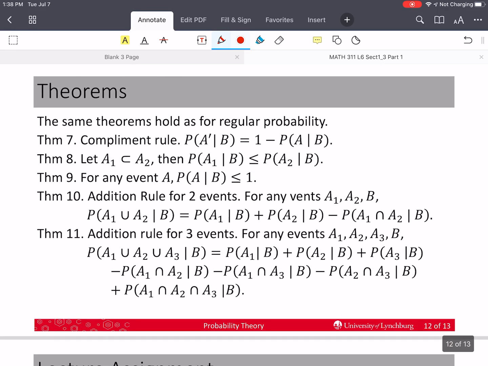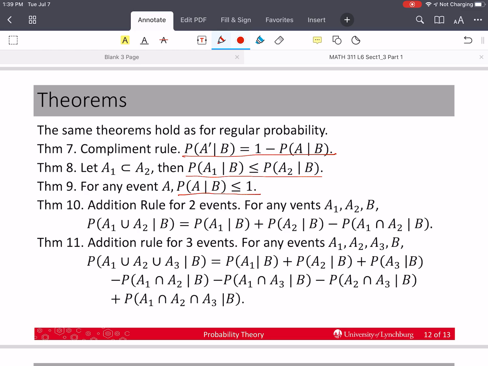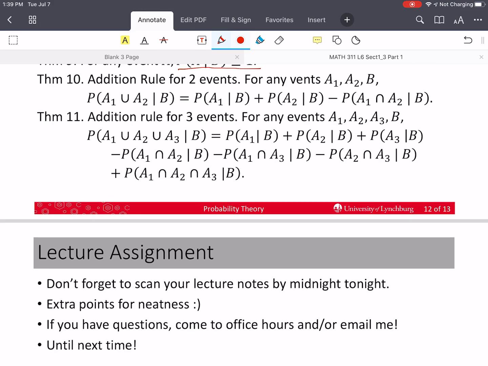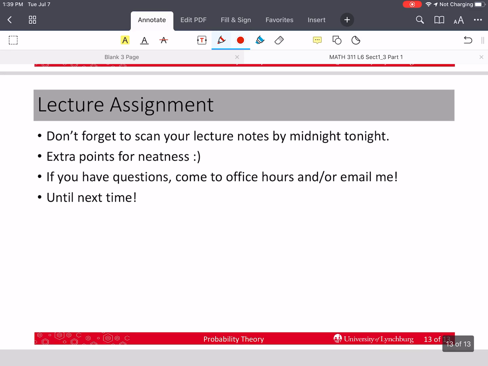Since a conditional probability is a probability, the same theorems hold as they do for regular probability. We have the complement rule. We have that if A1 is a subset of A2, then the probability of A1 given B is less than or equal to the probability of A2 given B. And all probabilities are less than or equal to 1, so the conditional probability is as well. And then we have an addition rule for the conditional probability for 2 events, and we also have it for 3 events. So a conditional probability is a probability, and it follows the same rules or theorems as regular probability.